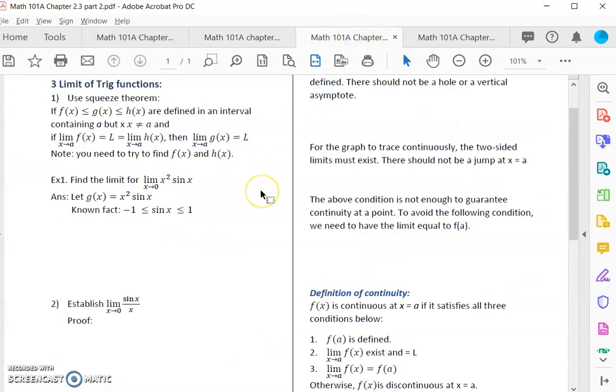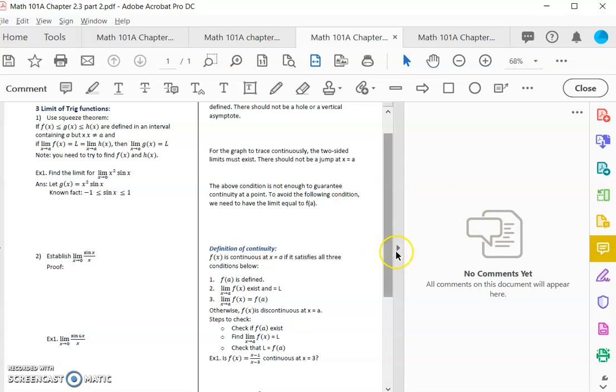We haven't had any limit law that applies to trig functions. Can we just do direct substitution? Is there anything that we can do if we are doing trig functions? So there are actually 2 skills. Particularly if you have a trig function multiplied with a polynomial function, we would use something called the Squeeze Theorem. Okay, the Squeeze Theorem.